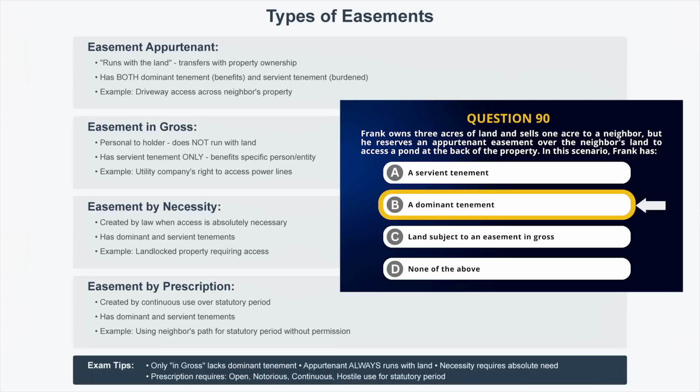So you want to know who's dominant and who is servient. You want to know about different types of easements: appurtenant easements, easement by necessity, easements in gross, and easements by prescription.